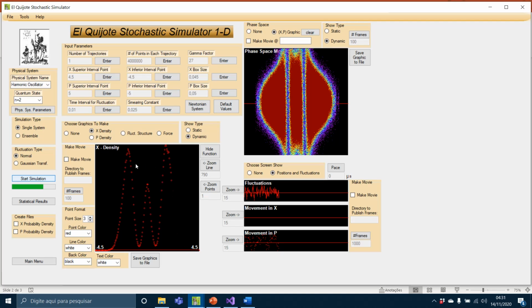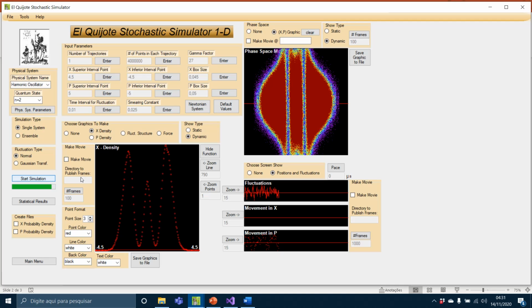So we are moving toward a stable situation, which is of course what the Schrödinger equation gives us. The Schrödinger equation gives us, as we have seen in the demonstration of the Langevin equation, a stable situation, not a transient one.